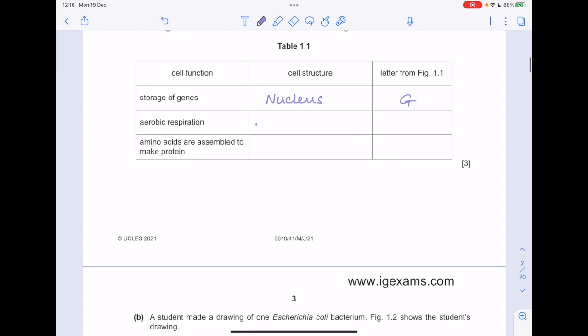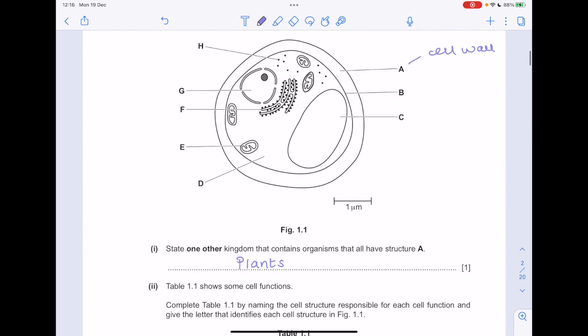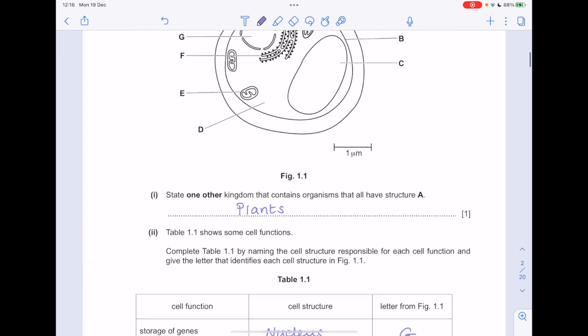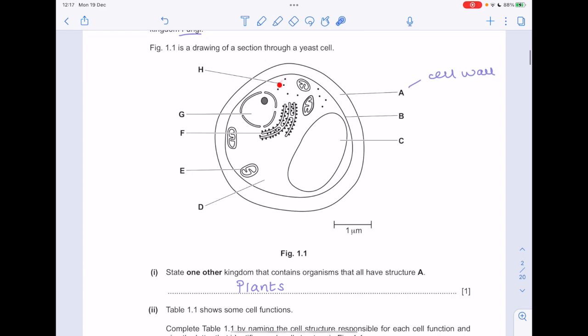Aerobic respiration takes place at the mitochondria. These are the mitochondria, so that's E. Amino acids are assembled to make proteins. That takes place at the ribosomes, which are the small dots up here, H.